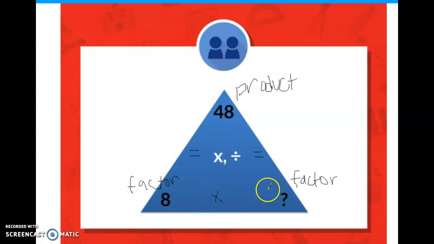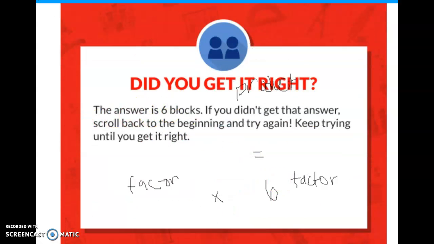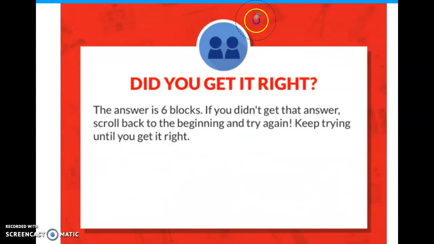And Mrs. Garza knows her multiplication facts. And 8 times 6 equals 48, or 6 times 8 equals 48. So I already know this. The answer is 6 blocks. If you didn't get that answer, scroll back to the beginning and keep trying. Keep trying until you get it right, okay? Well, we did this one together, so you don't need to go back.